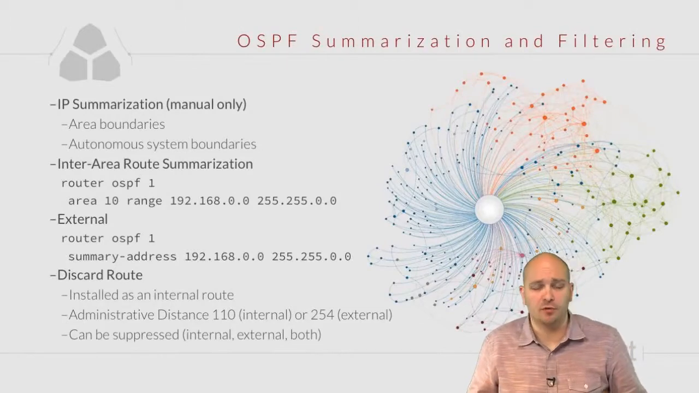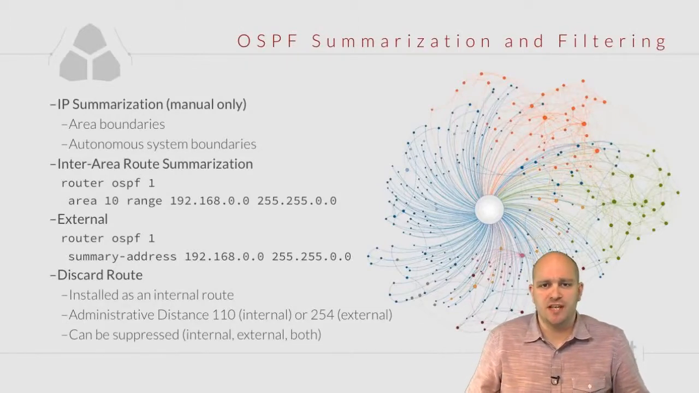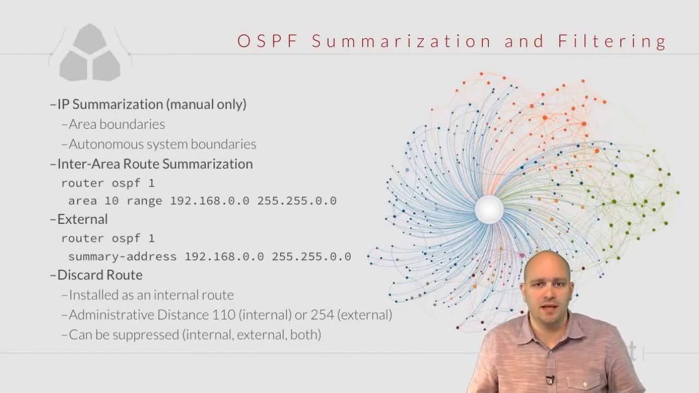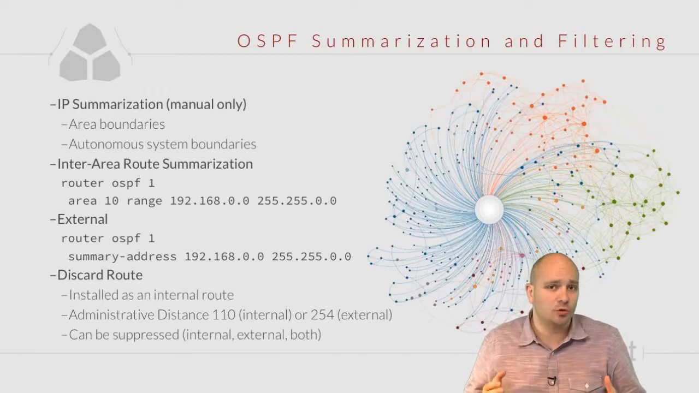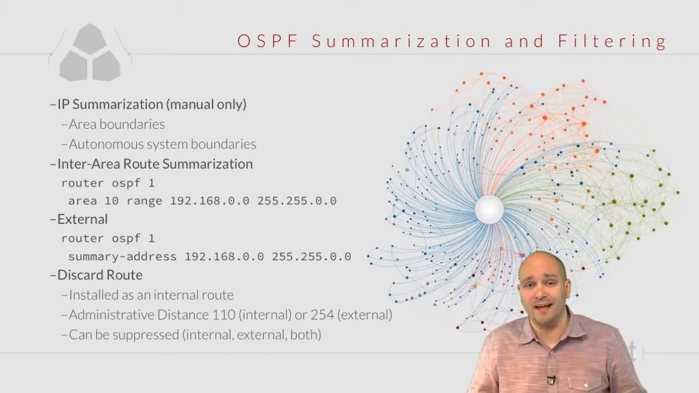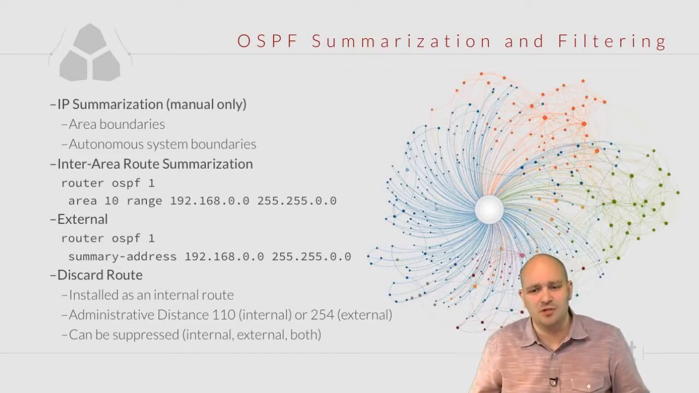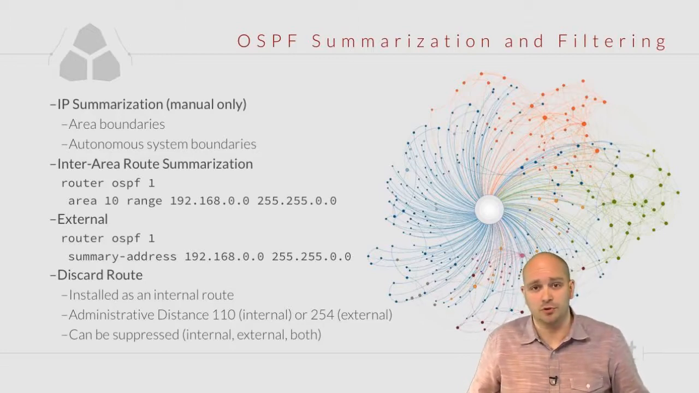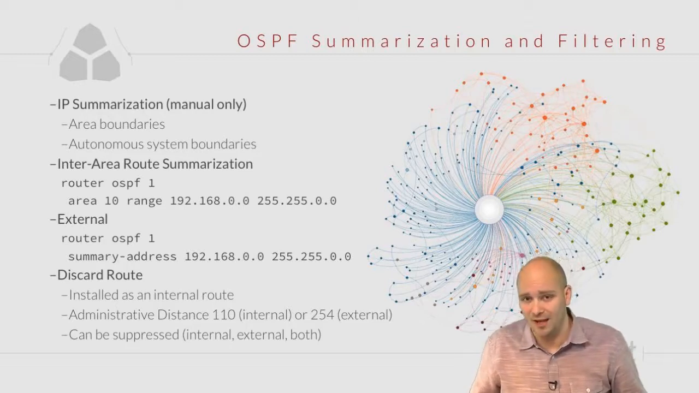In OSPF, unlike some other routing protocols, IP summarization has to be configured manually. So OSPF in the IOS implementation does not support any automatic summarization at the network boundaries, which is a good thing, because that feature of auto summarization supported, for example, by RIP and EIGRP is a feature that is best avoided. However, unlike those other protocols where we can perform summarization wherever we like, in OSPF we cannot do that.